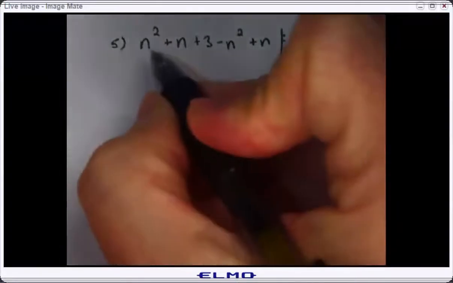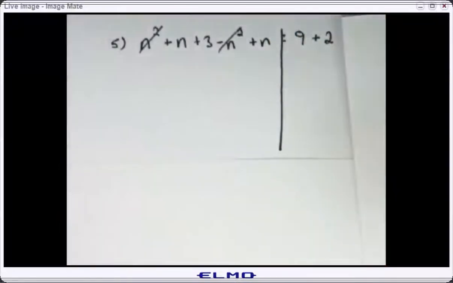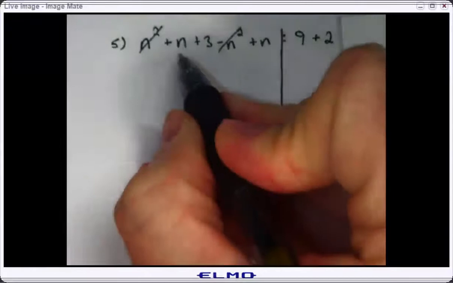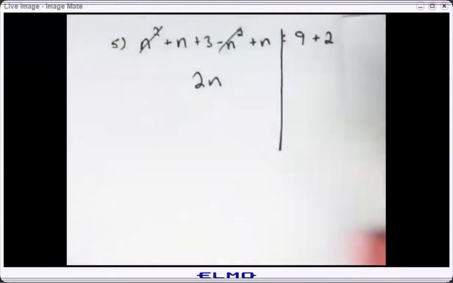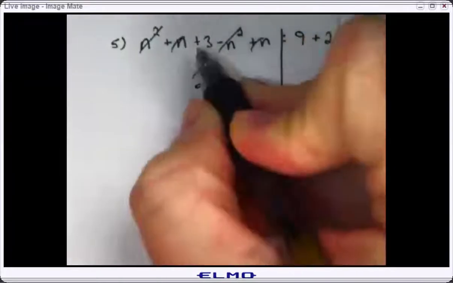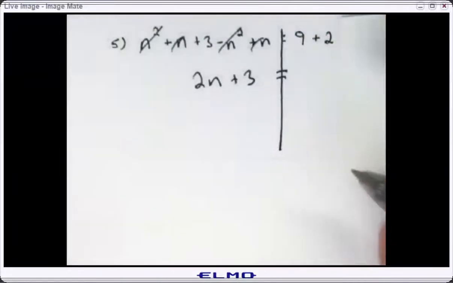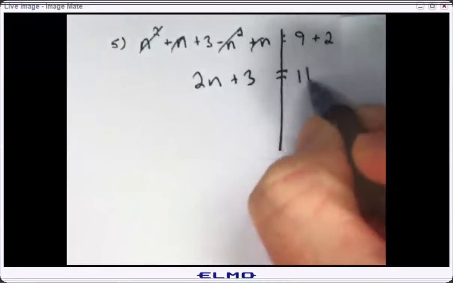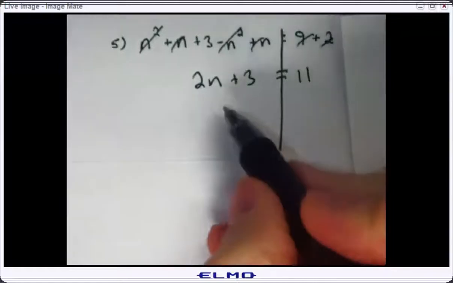On the left side, I have like terms, n squared and negative n squared. Those cancel each other out. I have positive 1n plus positive 1n, which gives me positive 2n. And I'm left with a constant of positive 3. On the right side, 9 plus 2 is 11. I have combined those like terms. Now each side is in simplest form.